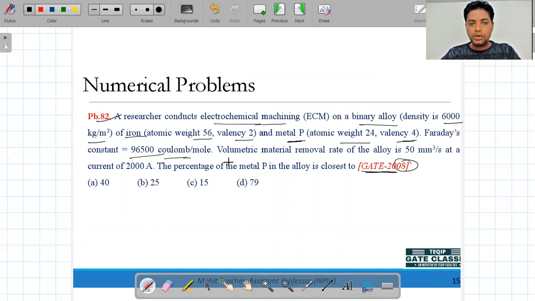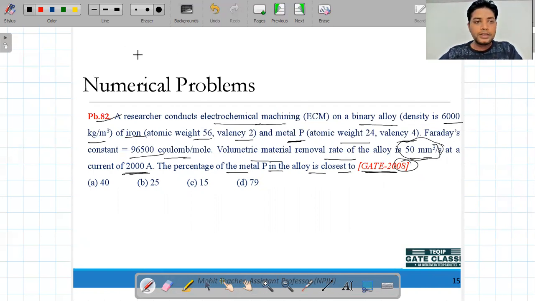Now we have Faraday's constant 96,500 coulomb per mole. Volumetric material removal rate of the alloy is 50 mm cube per second. Please keep in mind this unit. At the current of 2000 ampere, the percentage of metal P in the alloy is closest to, meaning when we are getting the volumetric MRR at 50 mm cube per second, how much percentage of P we are using. That is the question.